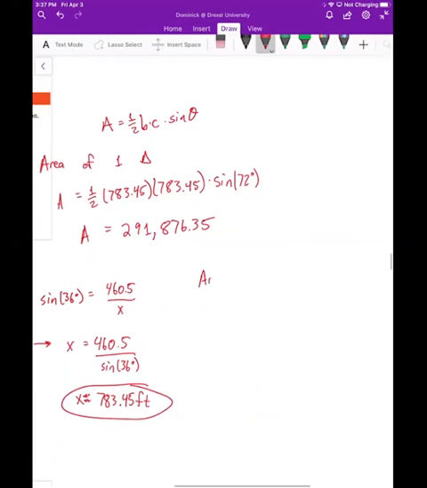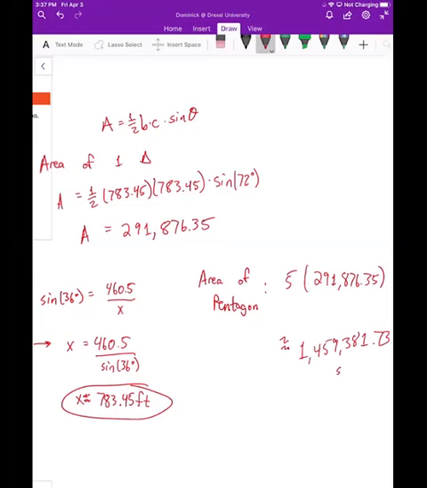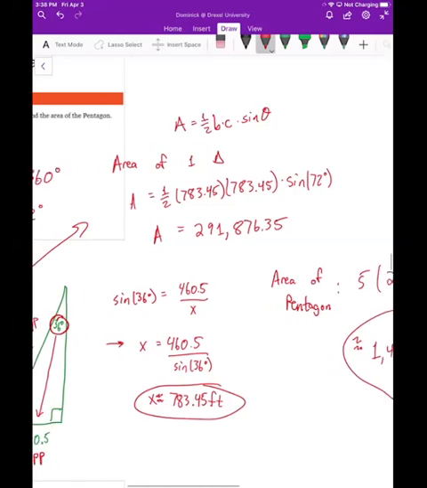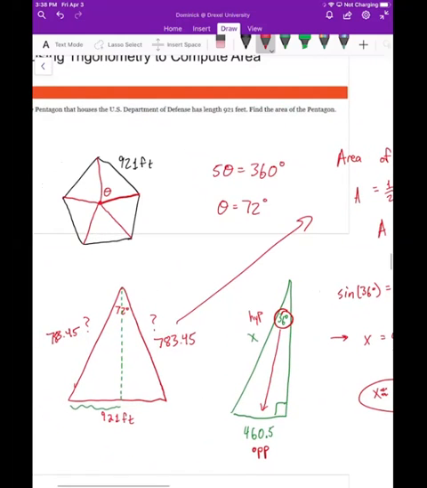So the area of the entire pentagon is 5 times this number, because I have 5 of those triangles. So if I multiply that by 5, we get that this is roughly 1,459,381.73 square feet. All right, so that would be roughly the area of the pentagon, at least according to these calculations, right?